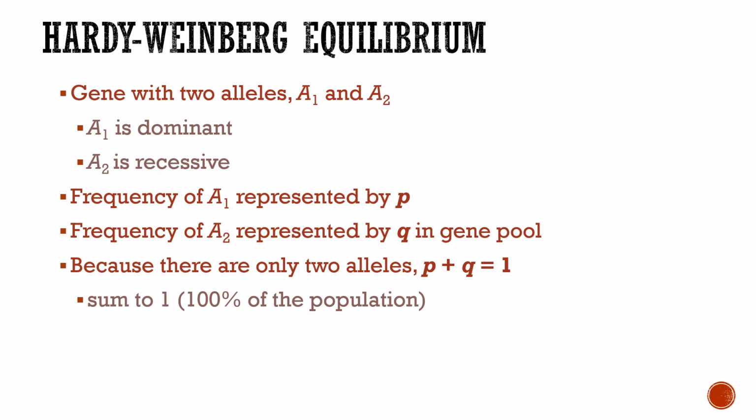Again, here what we're focusing on are two alleles for a gene. So we have A1 and A2, and in this case, if we're talking about true Mendelian genetics, A1 would be dominant, A2 would be recessive.